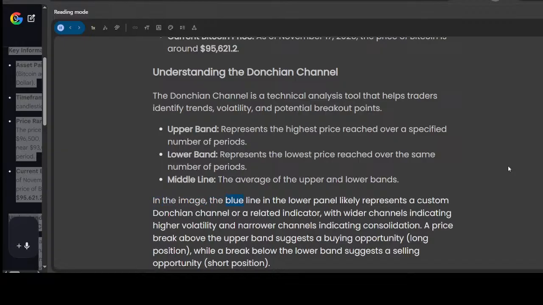In the image, the blue line in the lower panel likely represents a custom Donchian channel or a related indicator, with wider channels indicating higher volatility and narrower channels indicating consolidation. A price break above the upper band suggests a buying opportunity, a long position, while a break below the lower band suggests a selling opportunity, a short position.